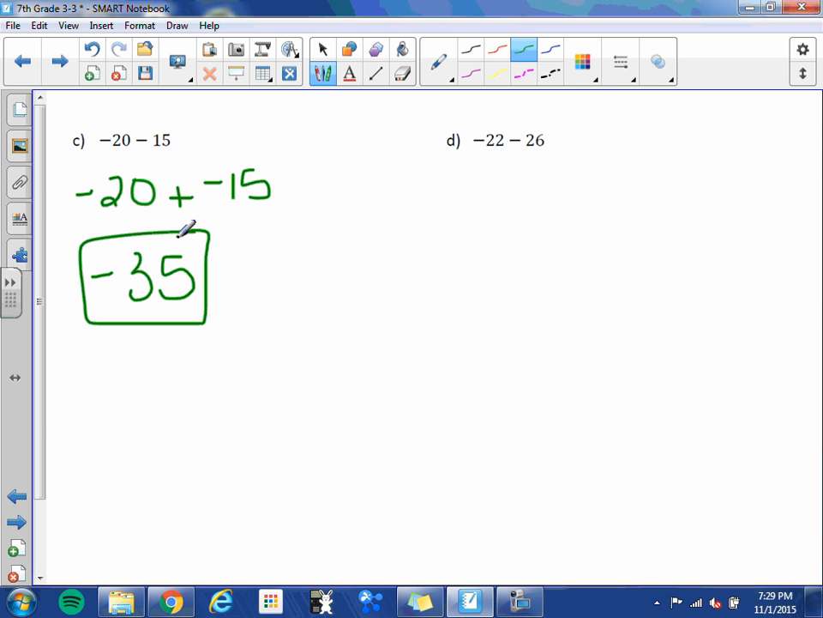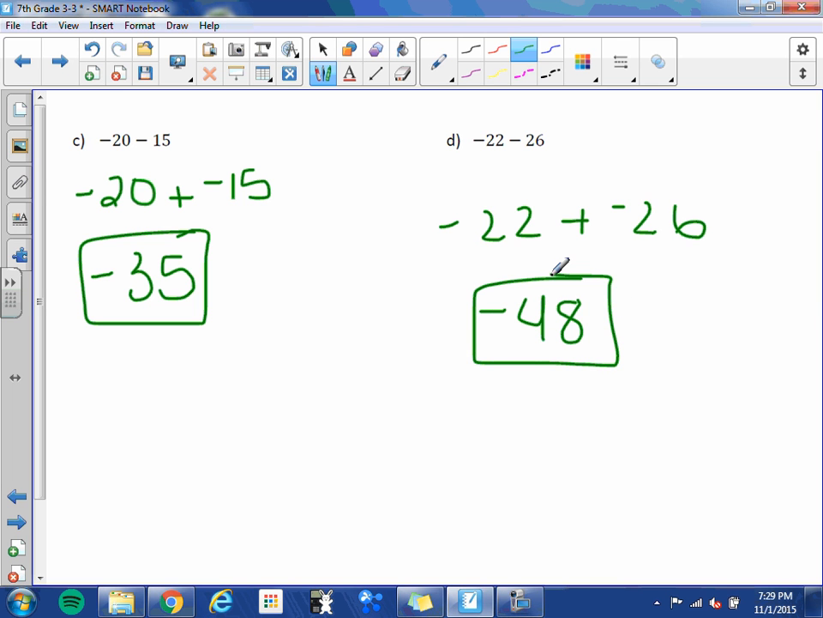Letter D. I will not subtract. I will add the opposite. Negative 22 minus 26 is negative 22 plus negative 26. They're both negatives, same sign, sum. Add them and keep the sign. Negative 48.